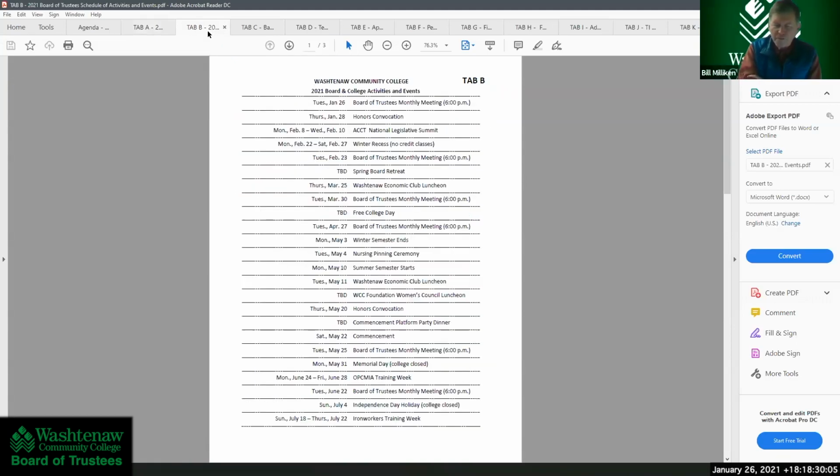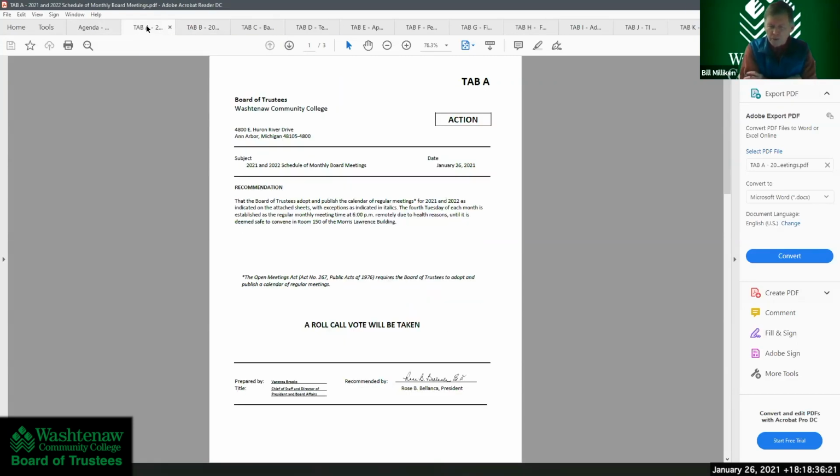And Vanessa did advise us of one change from the original iteration of this schedule in next year, 2022. The July meeting is July 27th, not July 26th. We duly note that.